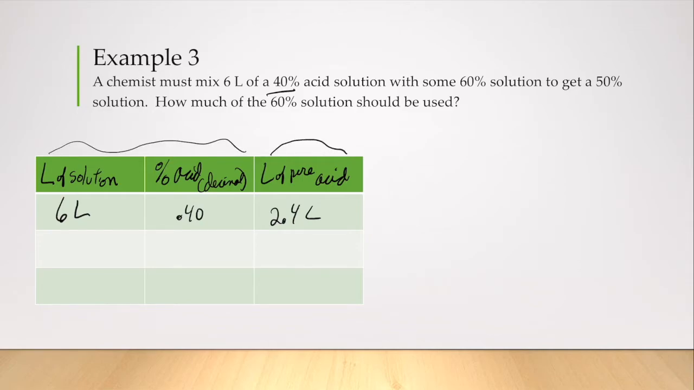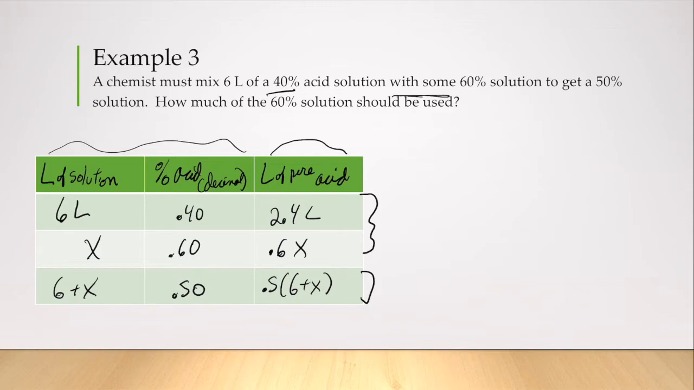And then I have some unknown amount, like some. How vague is that? Some. I've got some 60% solution, so I've got 0.6x. And I need 6 plus x, once I mix them all up, to make a 50% solution. So that would give me 0.50 times 6 plus x. So these two should be equivalent. This is how we're going to set up our equation. So I've got 2.4 plus 0.6x equals 0.5 times 6 plus x.